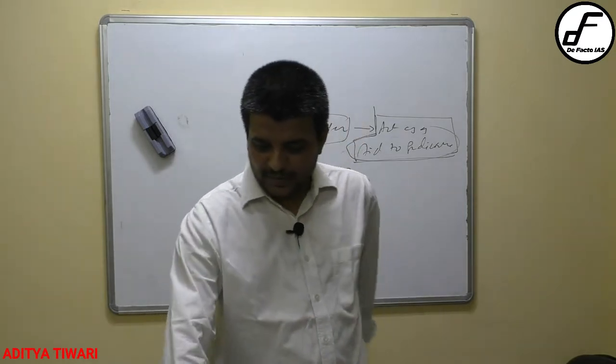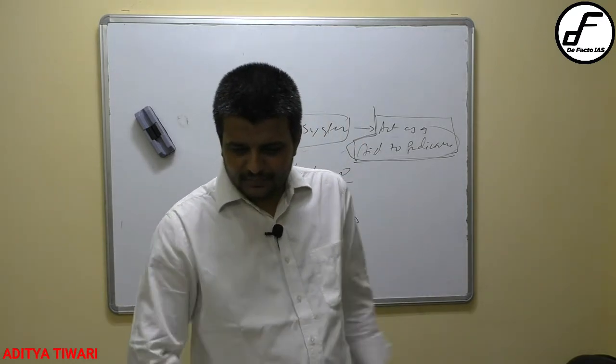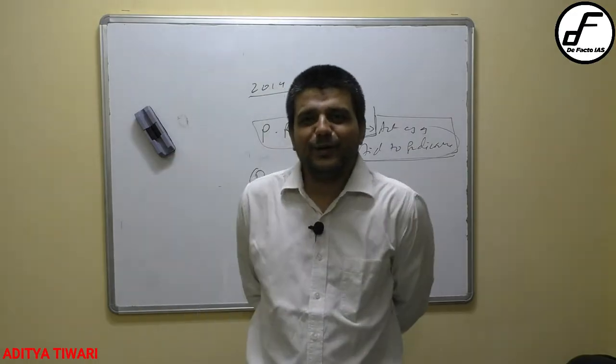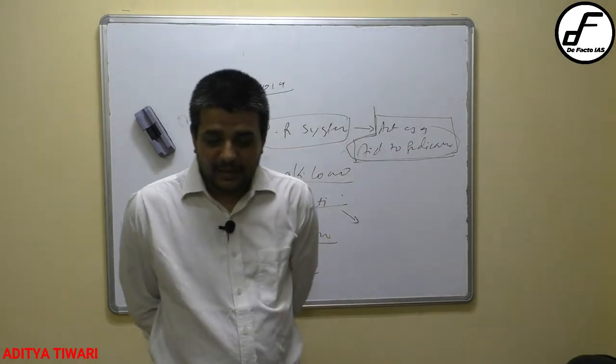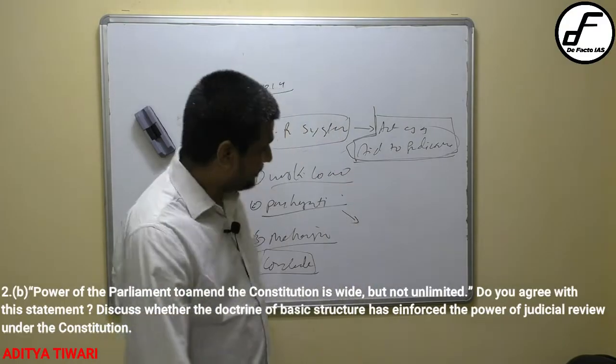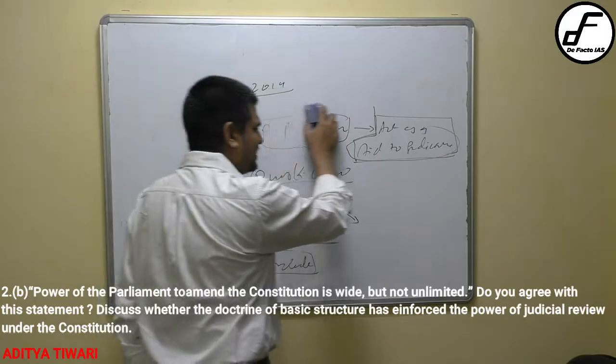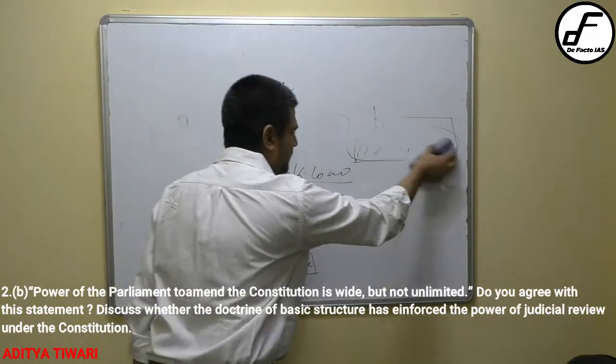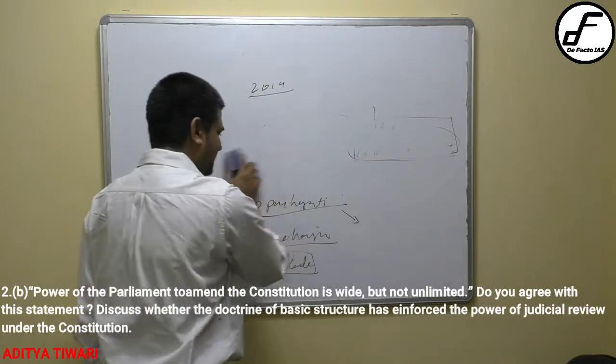Now let us come to 2B. Now 2B, what I say is a very philosophical question actually. It says the power of Parliament to amend the Constitution is wide but not unlimited. Very typical question. Each year there is a question on the Kesavananda Bharati doctrine. Each year.